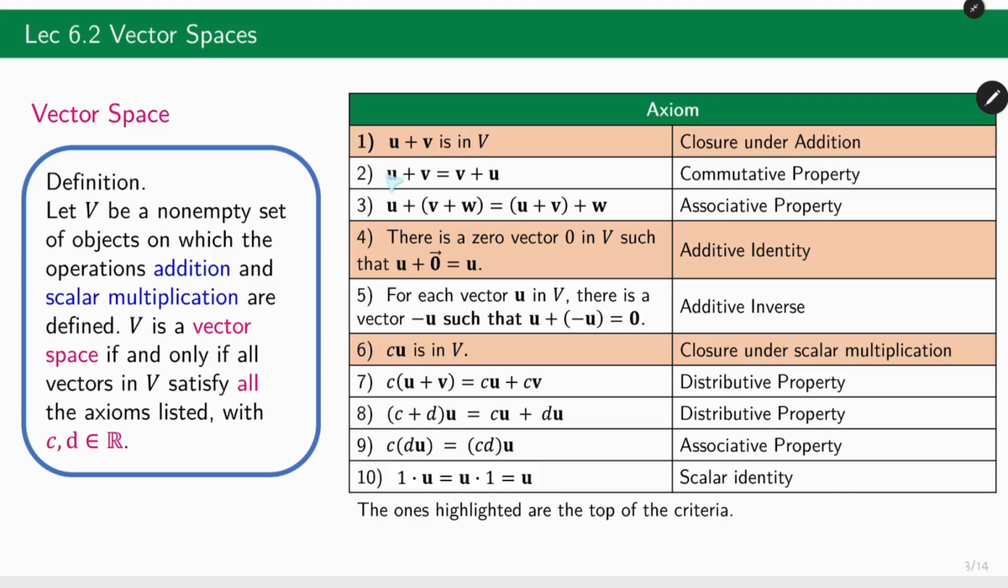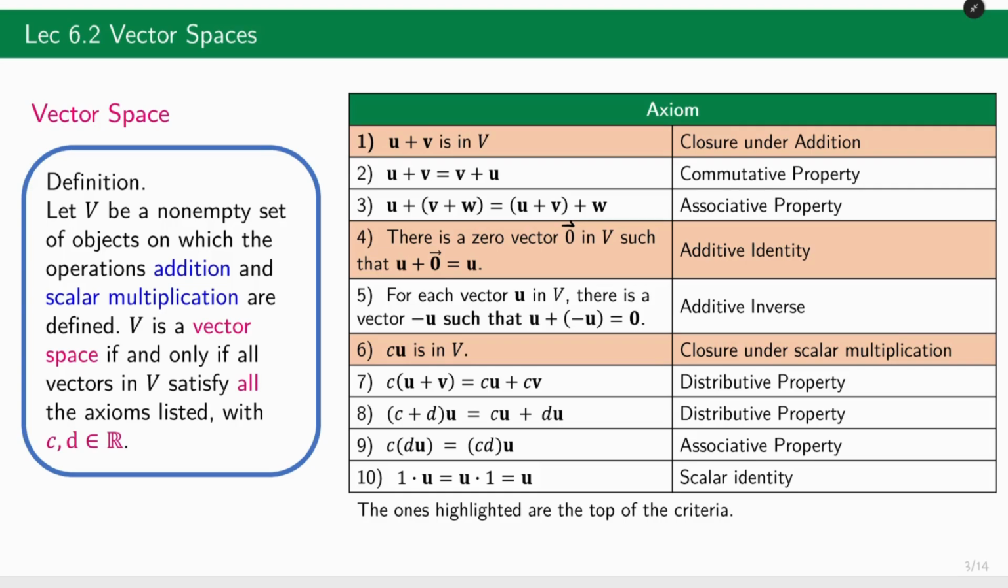Next, u plus v is equal to v plus u. Meaning to say, the order of addition must not matter. So that is the commutative property of addition. Next, we have the associative property of addition. These must be satisfied. And then fourth, there is a zero vector in V such that vector u plus the zero vector is equal to u.